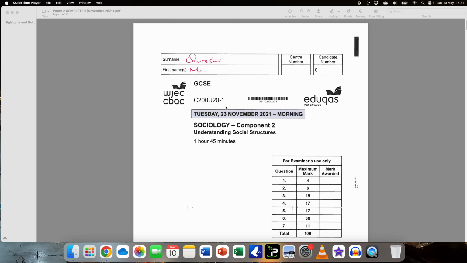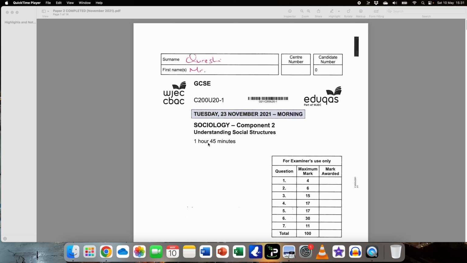Listen out for how you need to be structuring each of the different questions. And make sure you're ready for this exam, because the last part of stratification, we haven't had much of a chance to go through, and we really need to. So let's kick off. Component 2, paper 2, 1 hour 45 again.